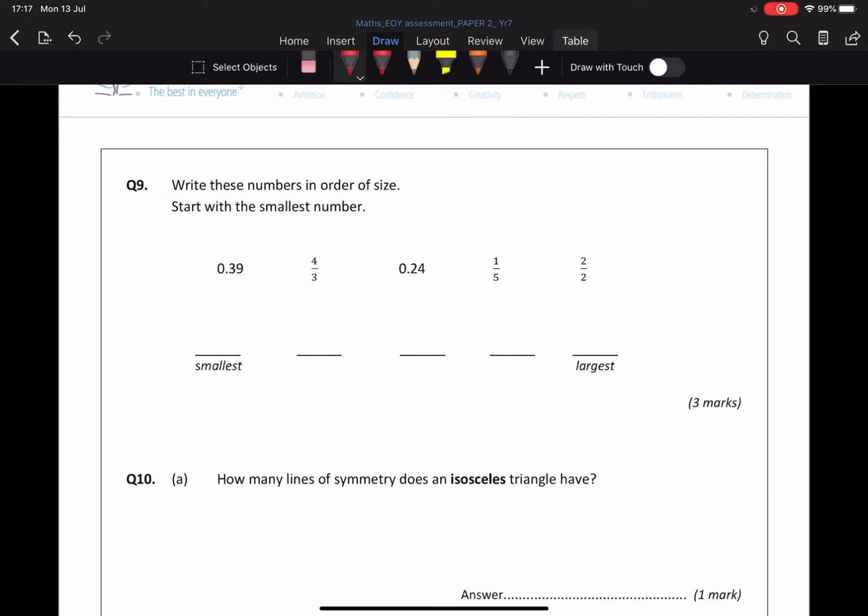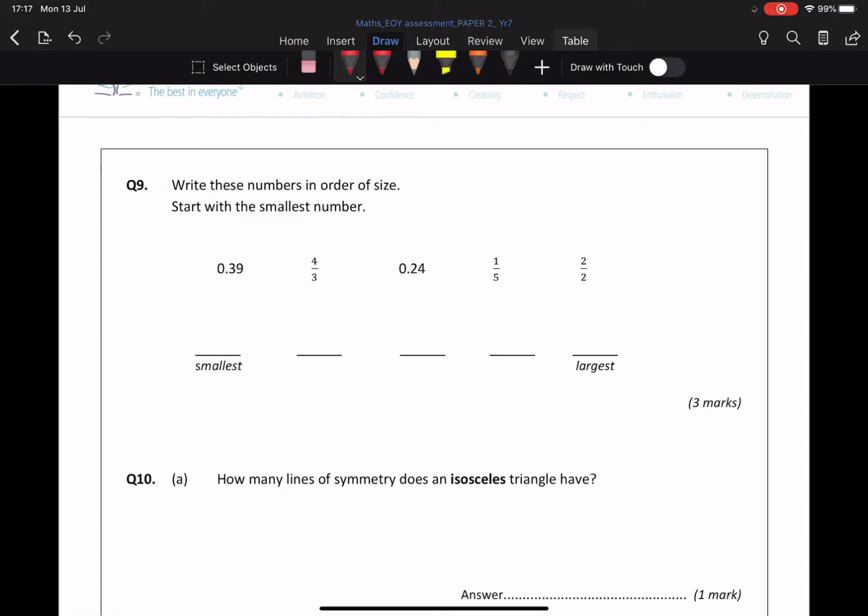The fourth and final question that we need to talk through today, not forgetting that we will do another feedback lesson on Thursday to go through some more, is question number 9. For this question, we're asked to write these numbers from the smallest size. Therefore, we're writing them in ascending order.